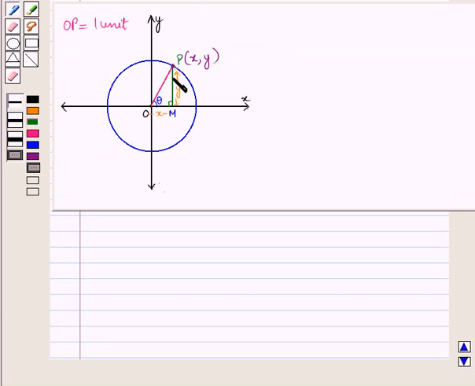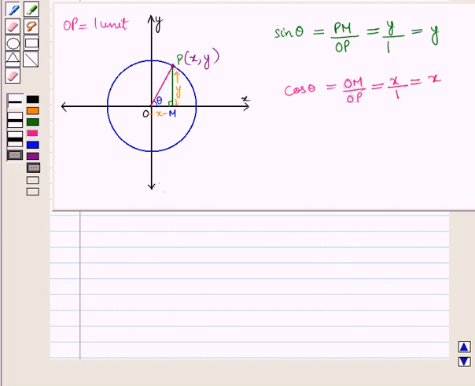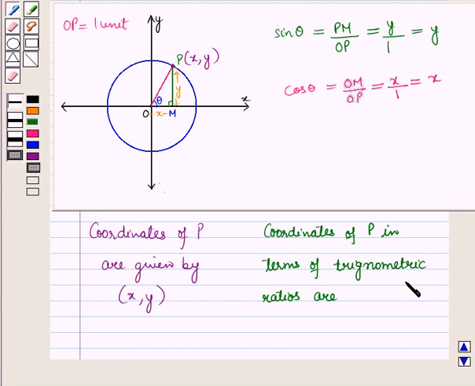Similarly, from this triangle, that is the triangle OPM, which is a right angle triangle, we can find sine theta. Here angle POM is theta, so sine theta will be equal to perpendicular, that is PM, upon hypotenuse, that is OP, and this is equal to, now PM is equal to Y and OP is the radius, which is equal to 1, so sine theta is equal to Y, and cos theta is equal to base upon hypotenuse, which is equal to x upon 1, which is equal to x.